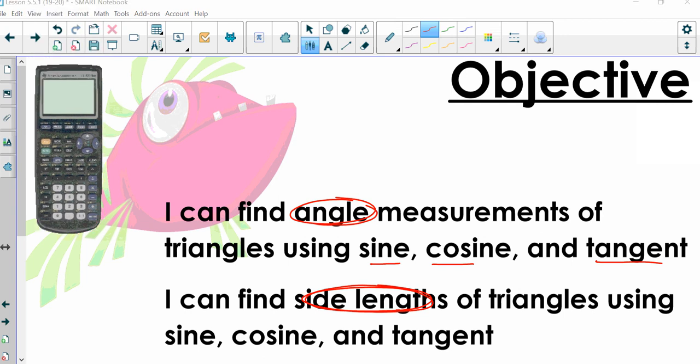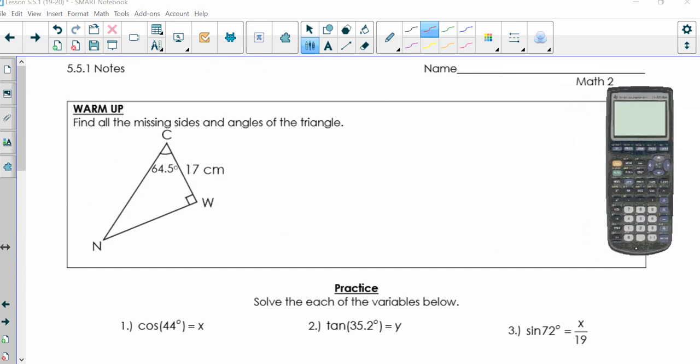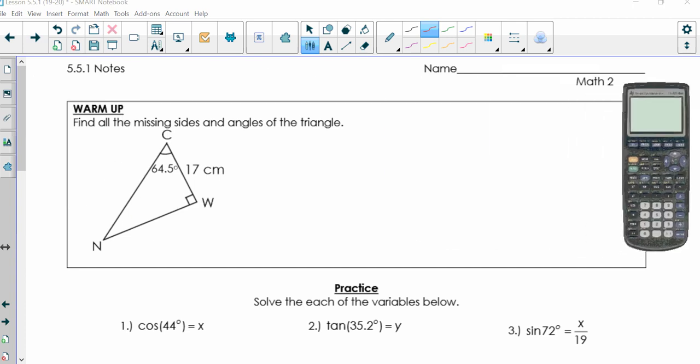All right. I'm going to go through this warm-up with you because I want to talk about how you guys can be checking your answers and get slightly different answers, but they're still correct. I know all year we've been talking about rounding, which makes our answers the same. So then it's a little bit difficult when we start getting different answers. Okay. So find all the missing sides and angles of the triangle.